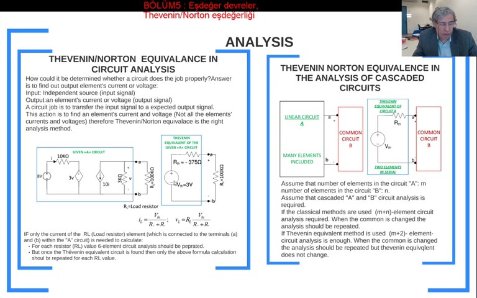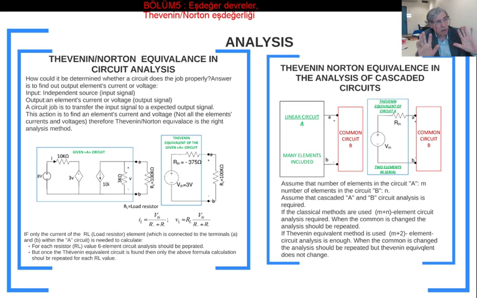Let me outline what we have done here. In the previous analysis, we found all the elements' currents and voltages. Now we are going to calculate only one of the elements' current and voltage. So, a different analysis approach. Why do we need that? Because we only want to check whether the circuit works properly or not. I want to find the output signal only, not all the elements' currents and voltages. I already explained why we calculate all the elements' currents and voltages. That's another reason for that.